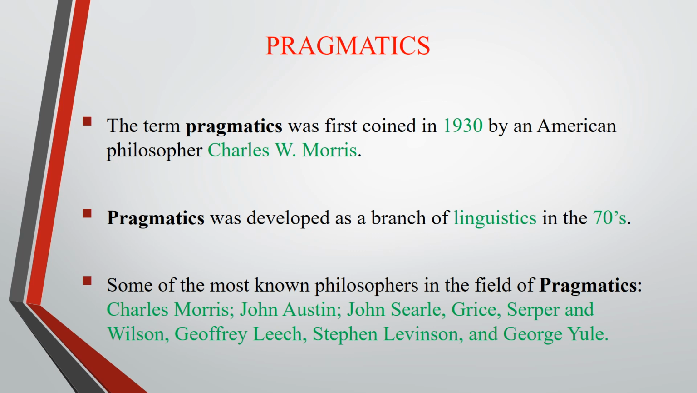Pragmatics was first coined in 1930 by an American philosopher named Charles Morris, and in the 70s, pragmatics was developed as a branch of linguistics. Some of the most known philosophers in the field of pragmatics are Charles Morris, John Austin, John Searle, Grice, Sperber and Wilson, Geoffrey Leech, Stephen Levinson, and George Yule, and others.